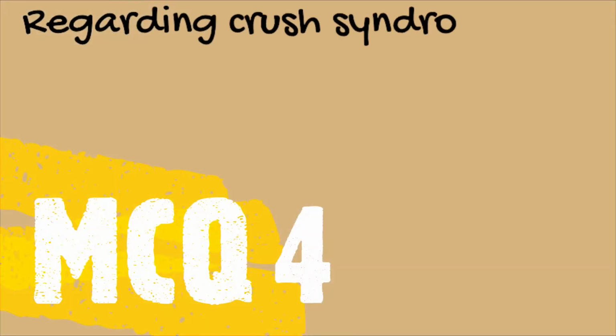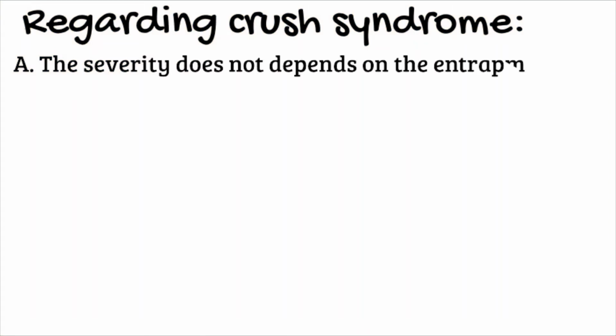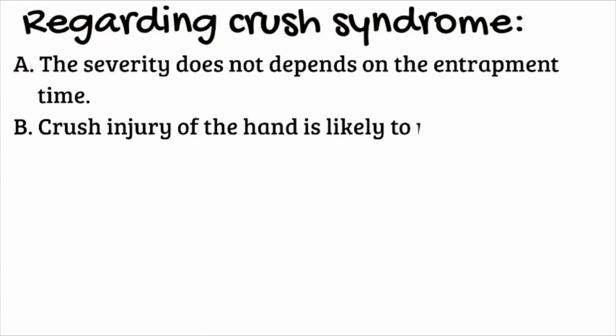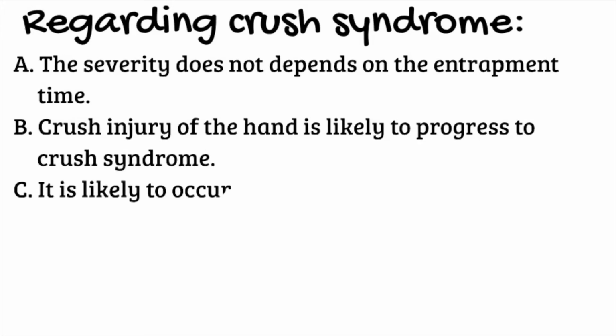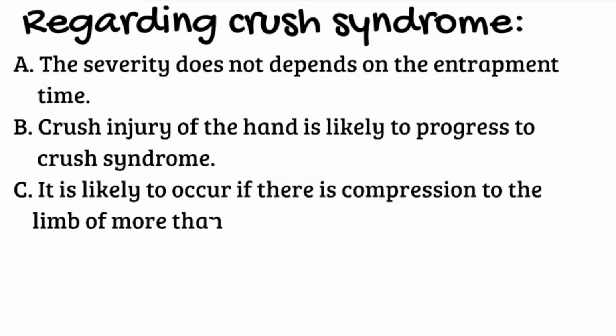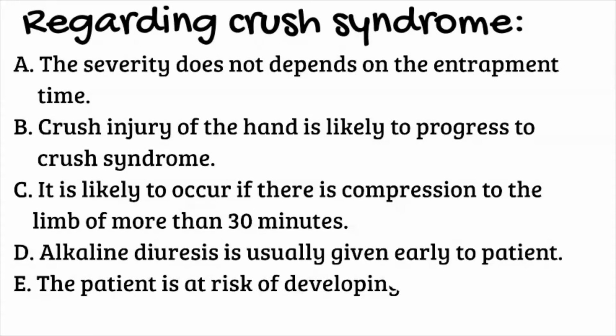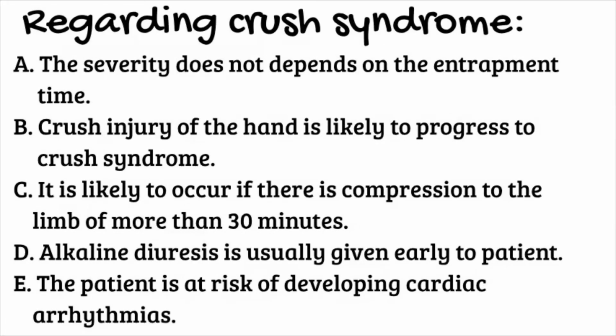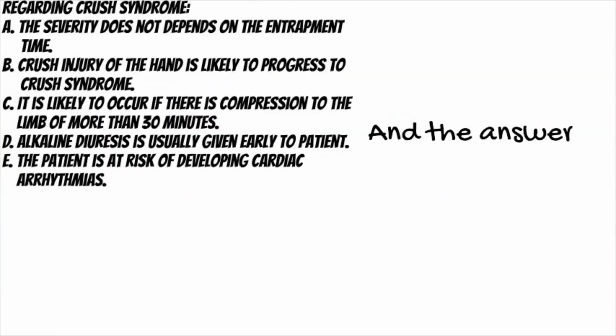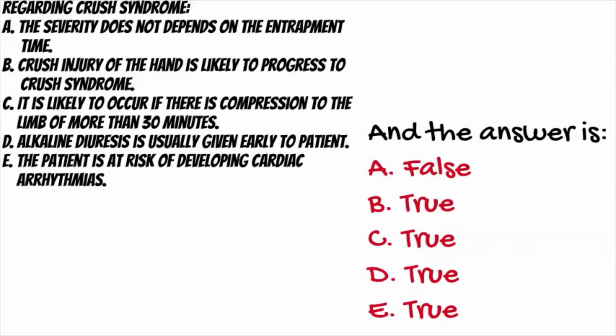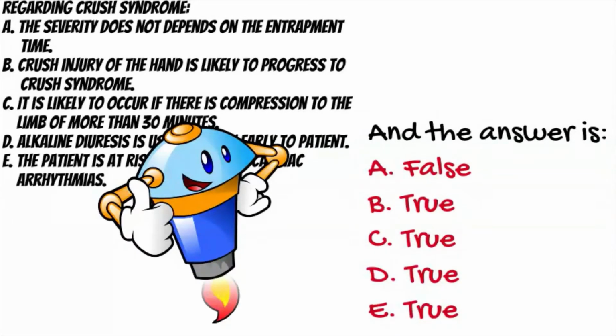Regarding crush syndrome, A. Severity does not depend on the entrapment time. B. Crush injury to the hand is likely to progress to crush syndrome. C. It is likely to occur if there is compression to the limb of more than 30 minutes. D. Alkaline diuresis is usually given early to the patient. And E. The patient is at risk of developing cardiac arrhythmias. And the answer is A false, B true, C true, D true, and E is true.